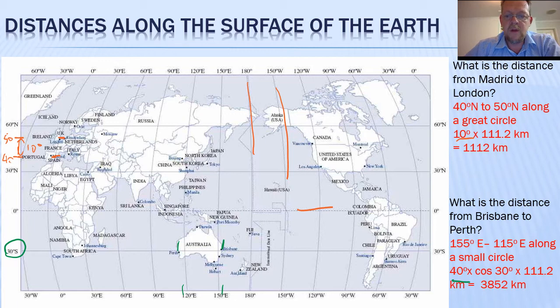So just remember, we go cosine, the angle of latitude, so cos 30, multiplied by the number of degrees, so we've gone 40 degrees along there, multiplied by 111.2 kilometers per degree, and that should get us 3852 kilometers.